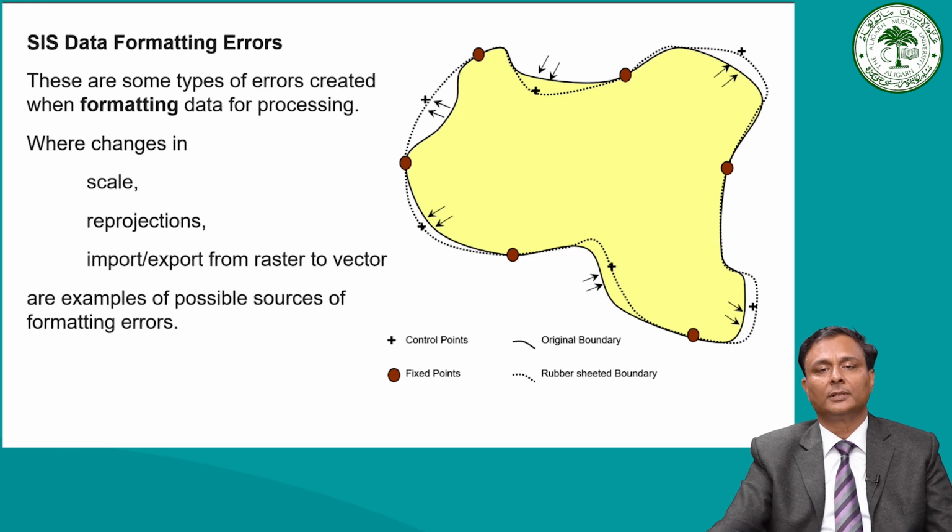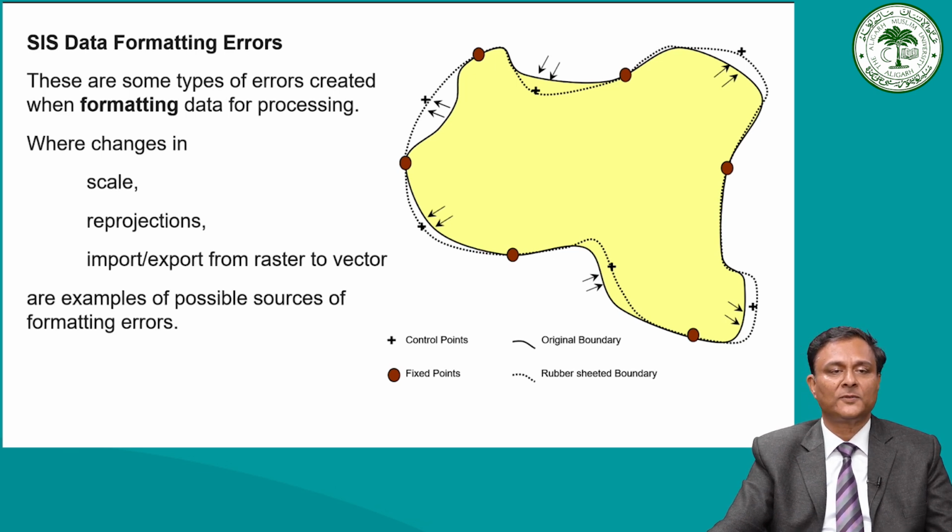So errors in input data may derive from three main sources, as we have seen. They are errors in the source of data. It may be errors in maps, printing errors during encoding, and errors at the time of transfer and conversion, as we have seen. So you see, this kind of error results in spatial information science data formatting errors.